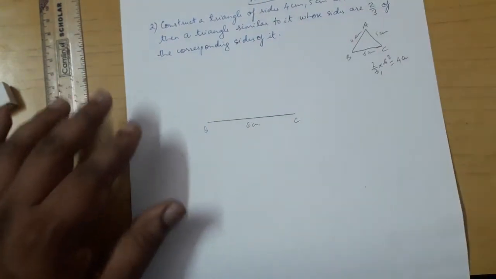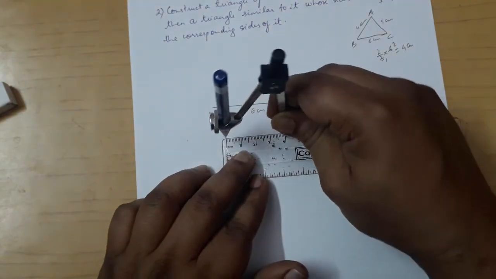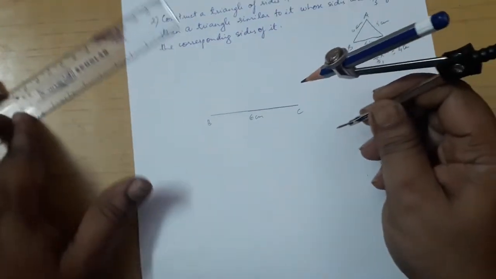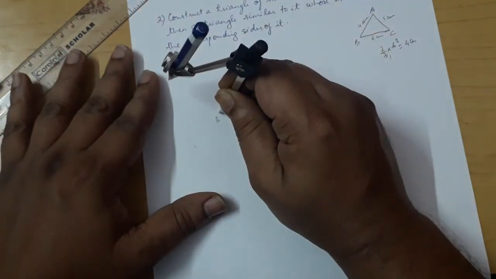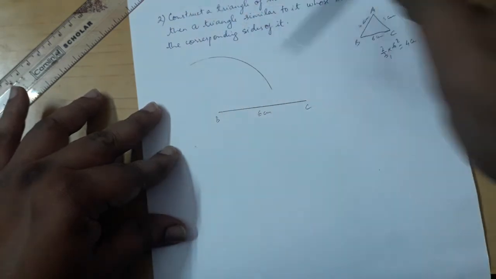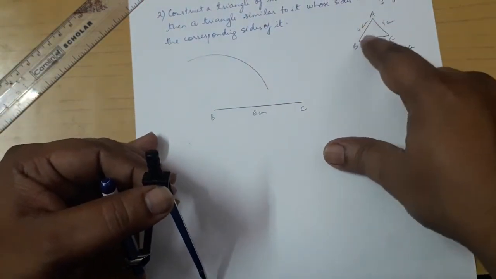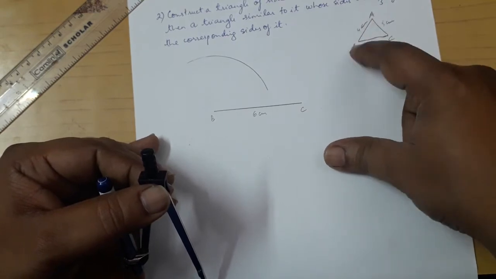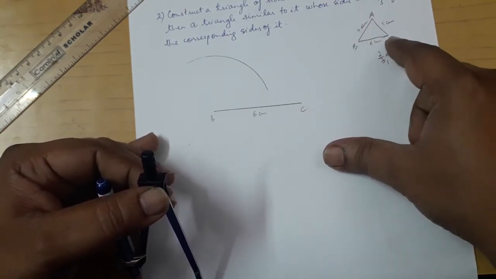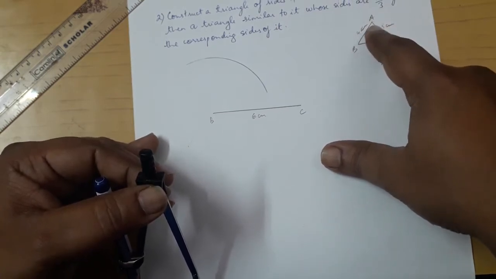Next, 4 centimeters. Draw an arc from B. Next, we'll draw 5 centimeters. So both the arc that is drawn from B and the arc drawn from C should intersect each other, and we should get the point A.